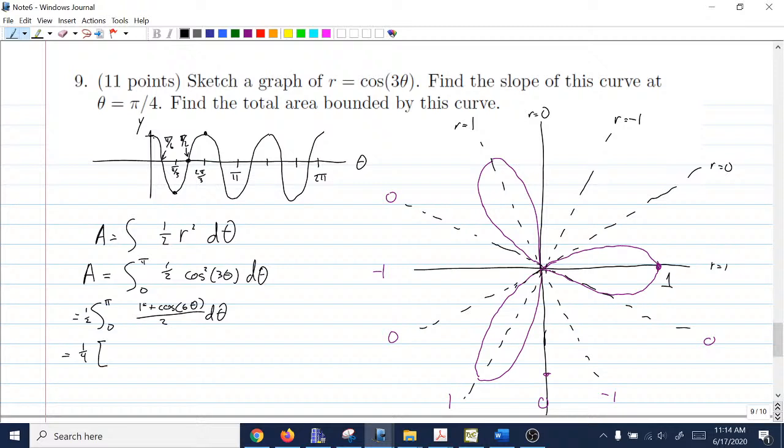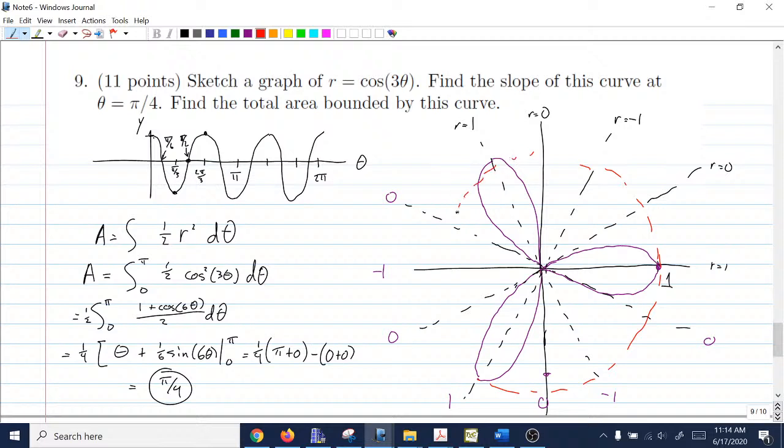I guess I can do the integral. The integral of 1 is theta. The integral of cosine 6 theta is sine 6 theta divided by 6. Need to evaluate this from 0 to pi. I get 1/4 of pi plus 0 minus 0 plus 0. I get pi over 4. Cool. Does that make sense? The area of a circle of radius 1 would be pi. Does it make sense for this to be a quarter of the circle? Yeah, I can buy that.